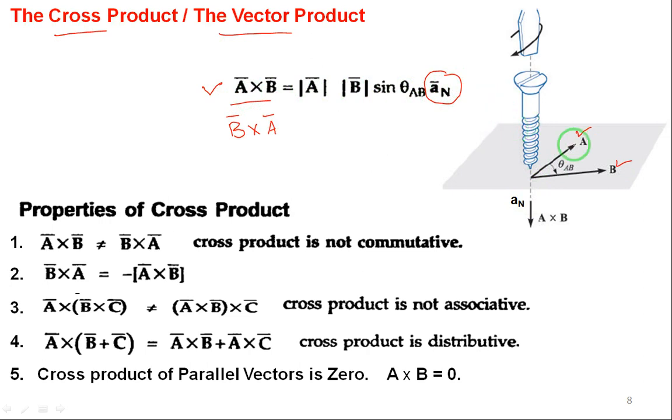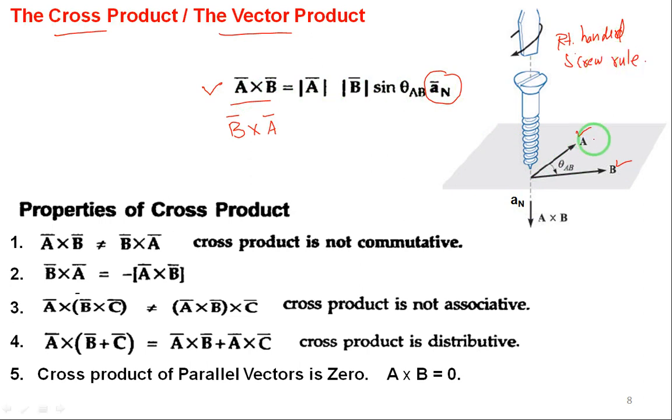Yes, you can see vector A and vector B are lying in the same plane and the angle between them is theta AB. And why has this screw been shown? That is the right-handed screw, and the rule we call the right-handed screw rule.